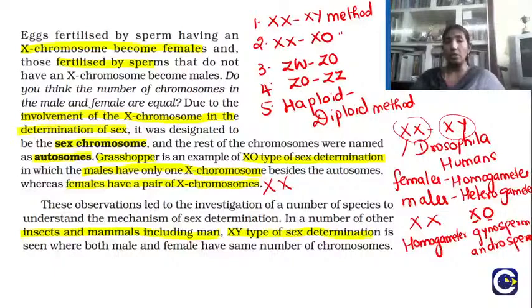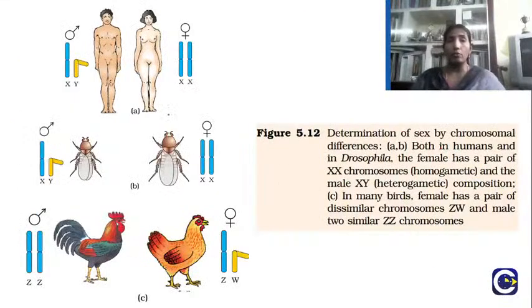Same way, in mammals including man, we have the XY type of determination, where both men and women have the same number of chromosomes. Like how you see here, these are the X chromosomes, these are the Y chromosomes. This is quite common in humans and Drosophila, the XX and XY type.